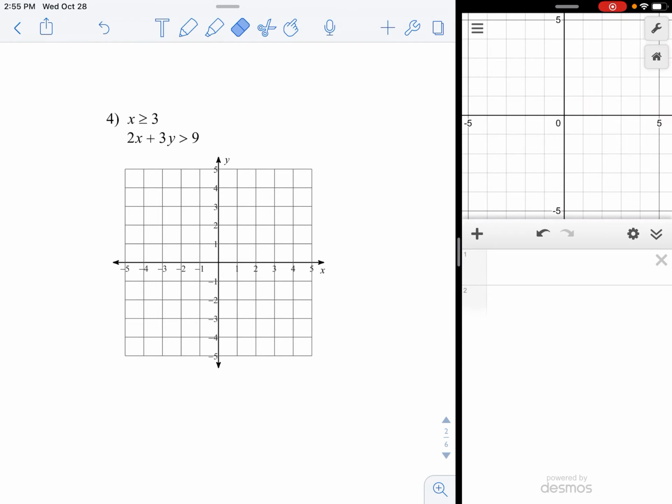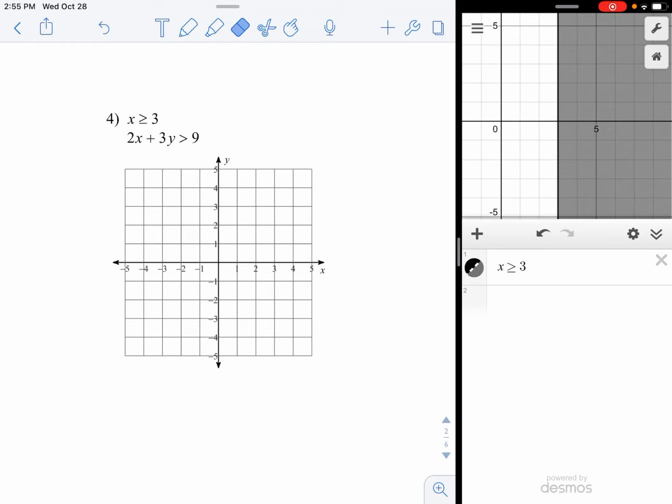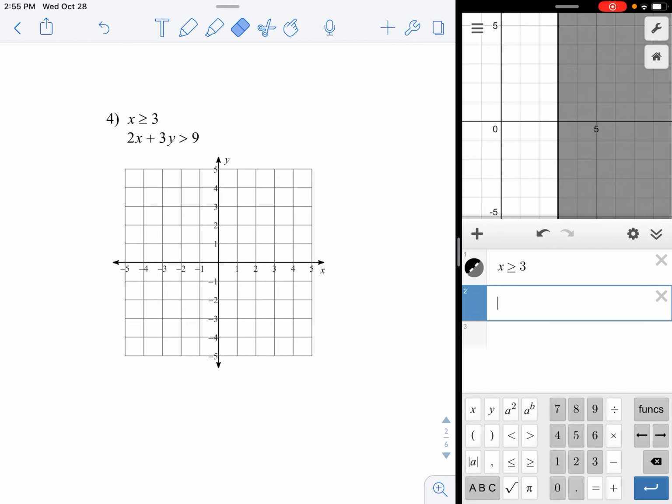Let's do this one. So we have x is greater than or equal to 3. So this should be a vertical line. Remember, if there's an x and no y, you get a vertical line, and it's shaded on the right, which is the greater than side. So that makes sense. The second line is 2x plus 3y greater than 9, right there.